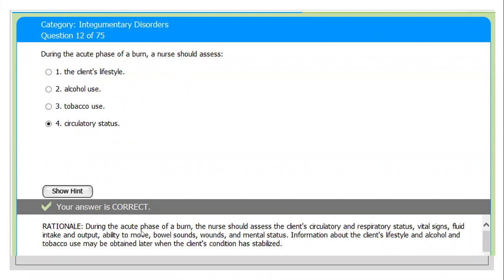The rationale says during the acute phase of burn, the nurse should assess the client's circulatory, meaning blood, and also respiratory status, meaning cardiovascular and respiratory systems. Then vital signs, fluid intake and output, ability to move and bowel sounds, wound and mental status. Information about the client's lifestyle and alcohol and tobacco use may be obtained later when the client's condition has stabilized.